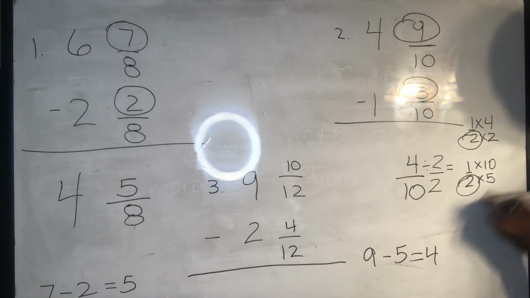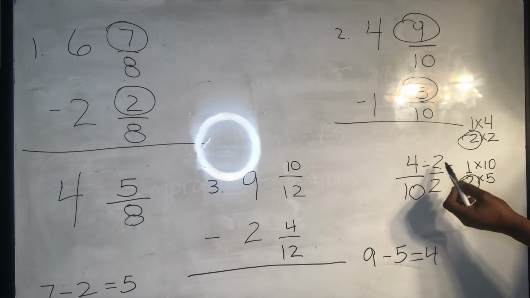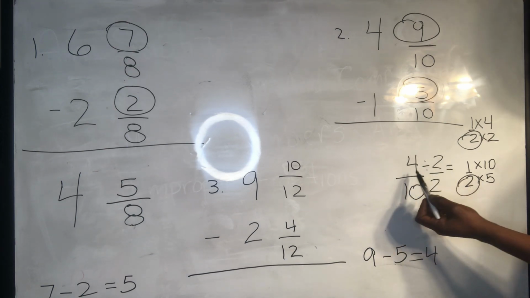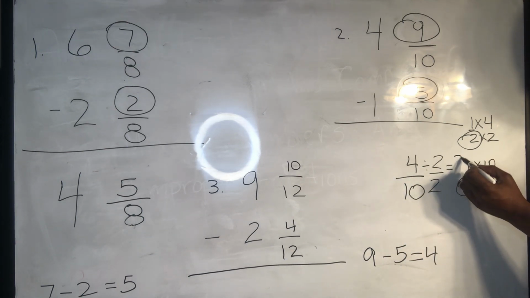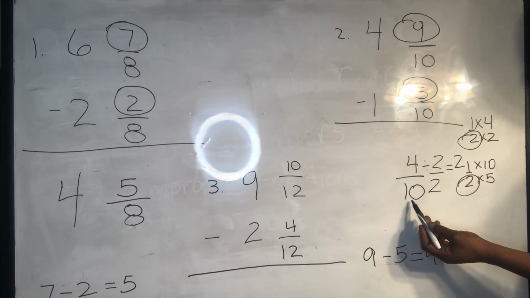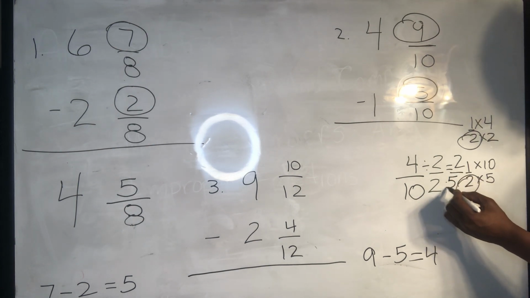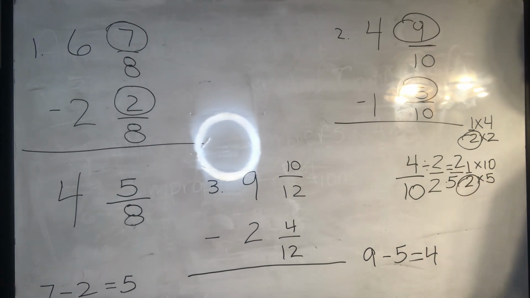Now, we know that multiplication is the opposite. So 2 times what gives us 4? The 2. And the same thing, 2 times what gave us 10? The 5. So our new fraction should be 2 over 5.